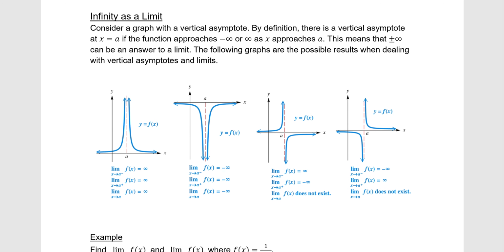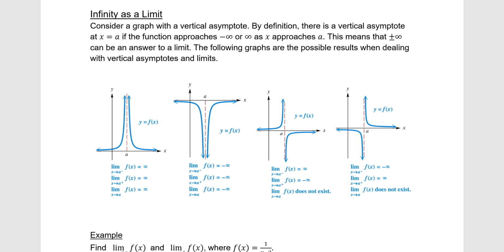Okay, so one of the last things here is infinity as a limit. What this means is that for an answer, we can have infinity or negative infinity as an answer to a limit. So for this to happen, let's consider a graph with a vertical asymptote. We know there's a vertical, invisible vertical line at x equals a, if the function approaches negative or positive infinity as x approaches that a value.